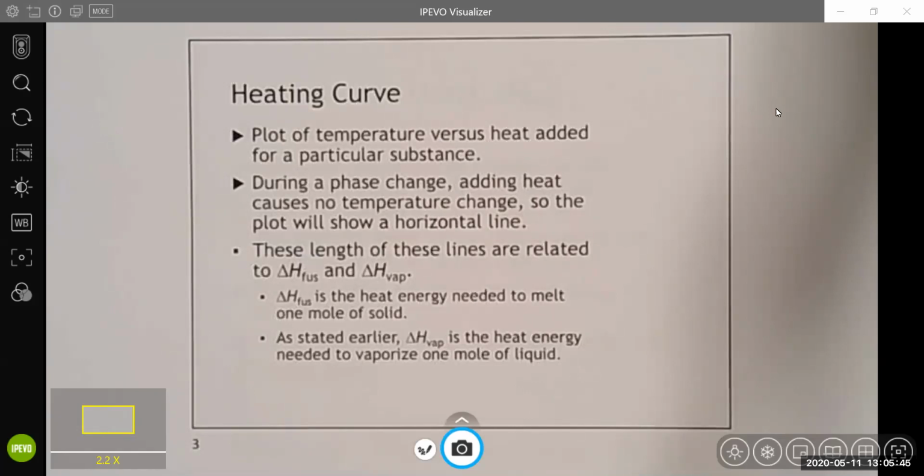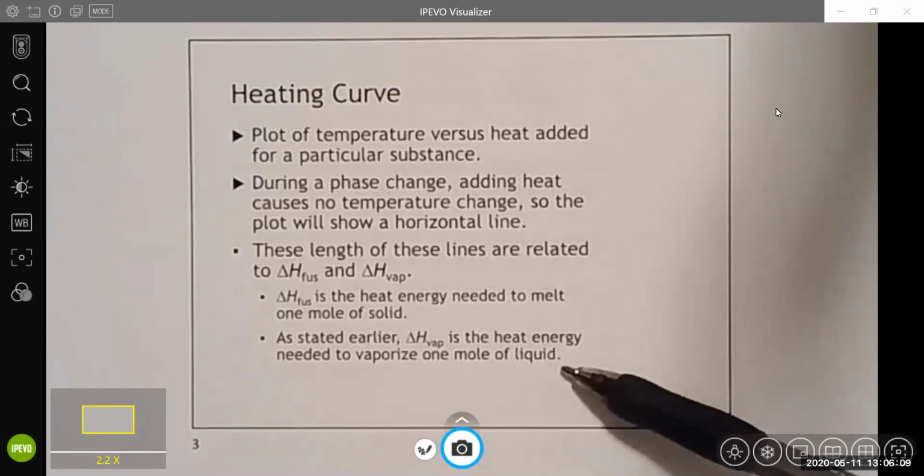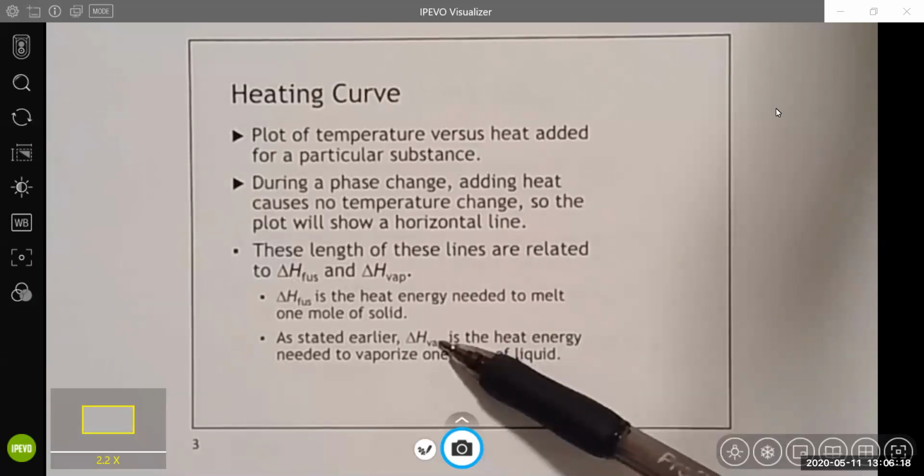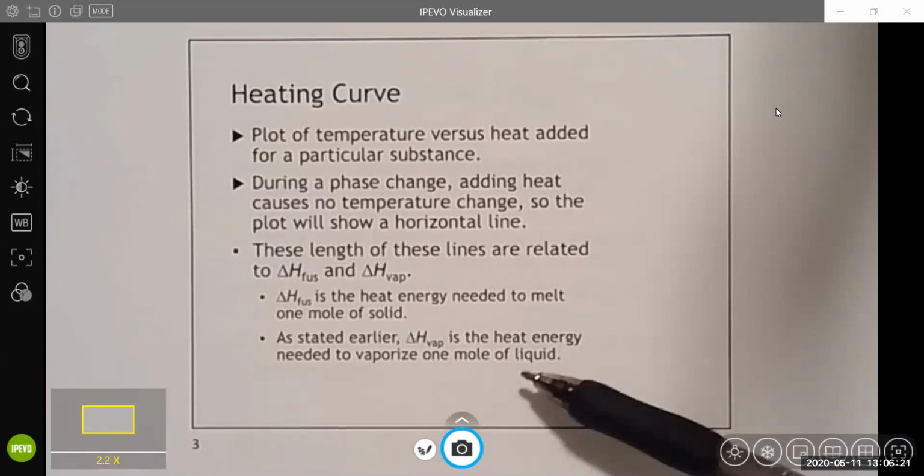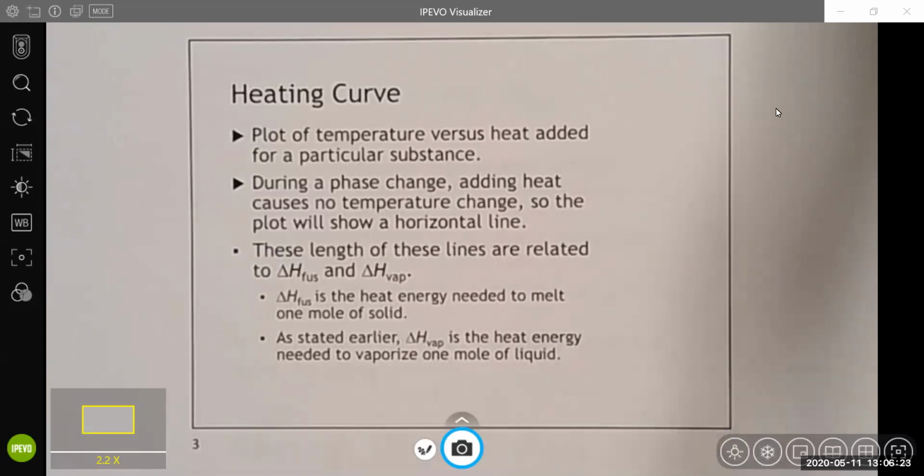What's going on, we'll talk about in a little bit, but you'll see a horizontal line in that case because the temperature is on the y-axis and it's not increasing. The lengths of these horizontal lines are related to what we call delta H of fusion and delta H of vaporization, or the enthalpy of fusion and enthalpy of vaporization. We defined the enthalpy of vaporization previously when we were talking about properties of liquids. The heat of vaporization is the heat energy it takes to vaporize 1 mole of liquid.